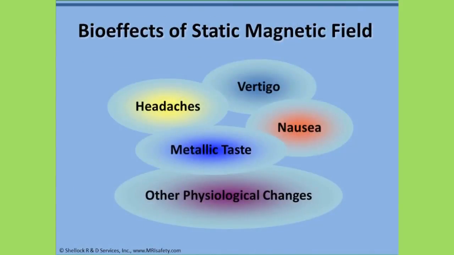There have also been several reports of particularly intense static magnetic fields, such as those operating at 3 Tesla or higher, causing undesirable side effects in certain patients and individuals. These reported unwanted side effects have included vertigo, headaches, nausea, metallic taste sensations, and other physiological changes. However, these physiological effects do not last or persist once the individual moves away from the high field strength MRI scanner.